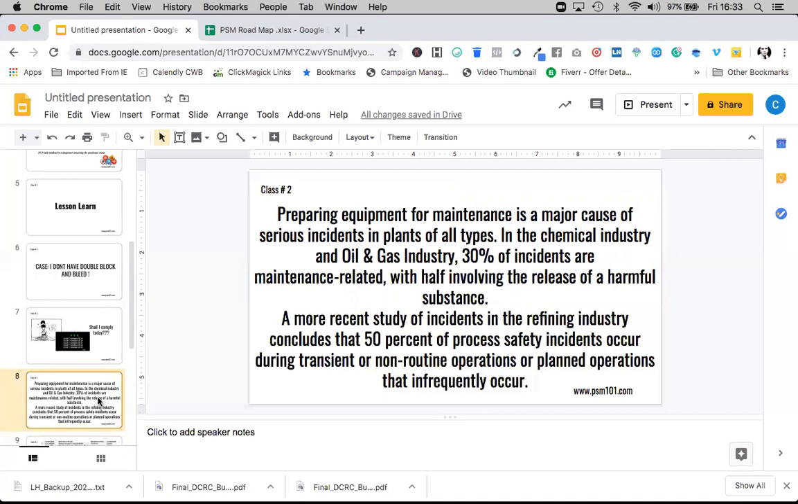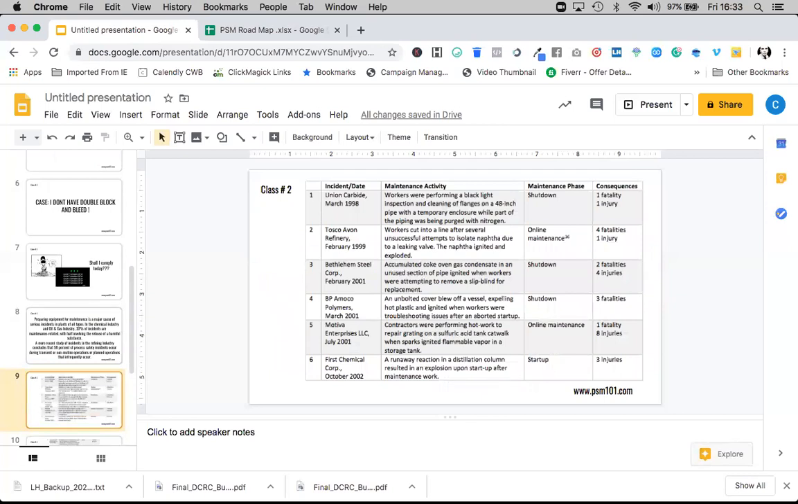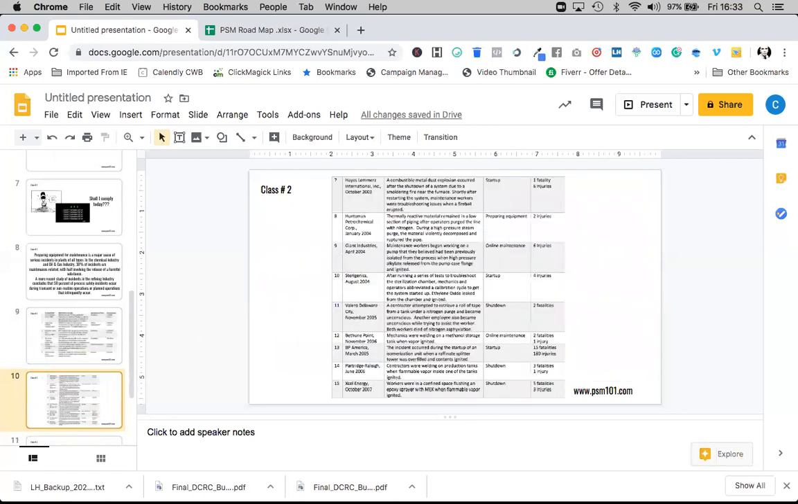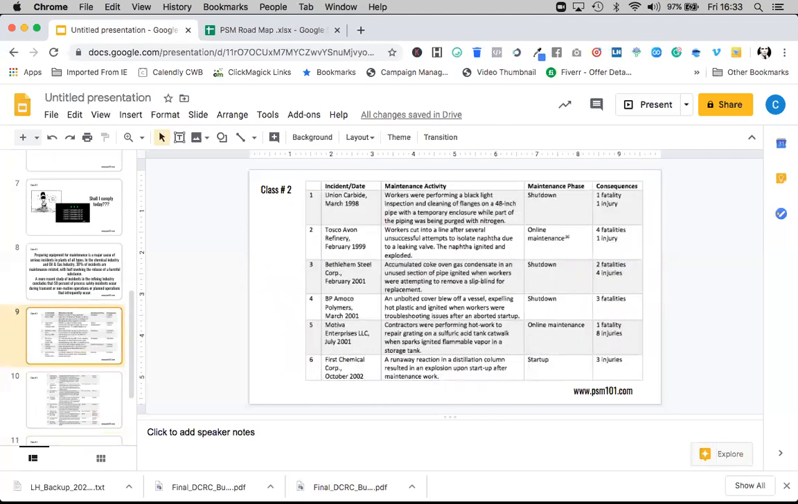Wow, that is a huge list. Here, I just put a list that includes 15 incidents. However, we have around 30 available. You will see the different kinds of incidents, the activity that they were performing, the maintenance phase, and the consequence. Unfortunately, we have many fatalities behind these kinds of things.